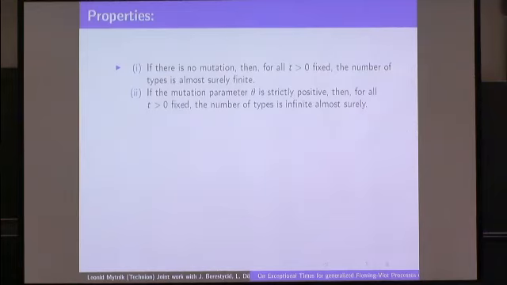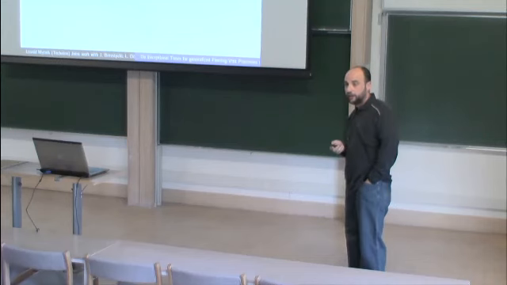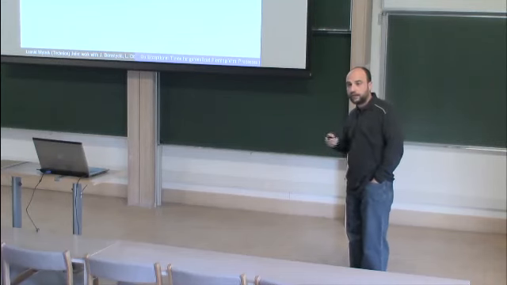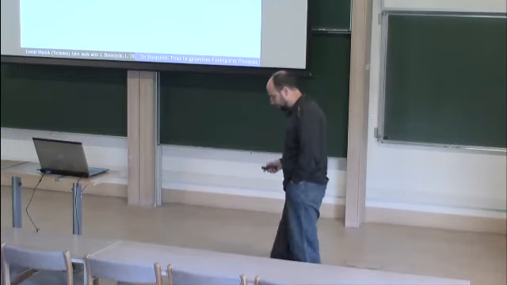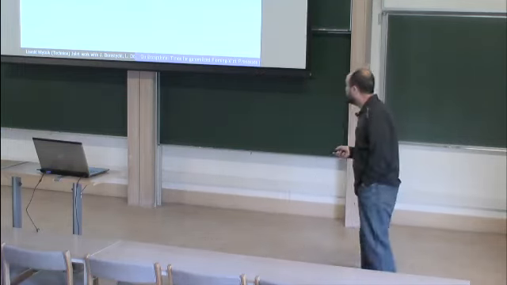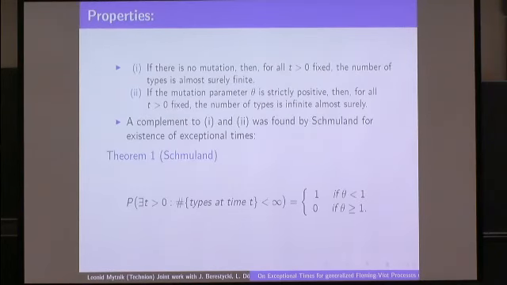And you immediately come to the question: maybe there are exceptional times where the number of types still collapses to a finite number. This question was resolved by Schmuland some time ago. It was many years ago, who proved that in fact there is a transition.